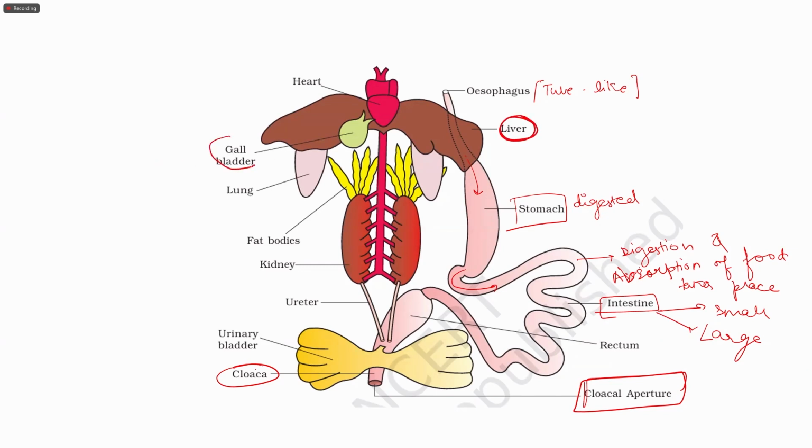There are certain organs that help in the secretion of digestive juices, like the gallbladder and liver. These are the digestive glands that help in releasing the enzymes that help in digestion. So why is it a complete alimentary canal? It starts from the mouth and has an external opening for the excretory system. It consists of the buccal cavity, pharynx, esophagus, stomach, intestine, rectum, and cloaca, and it also has digestive glands.